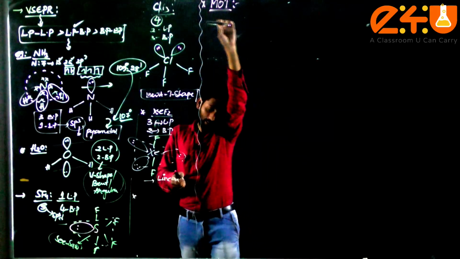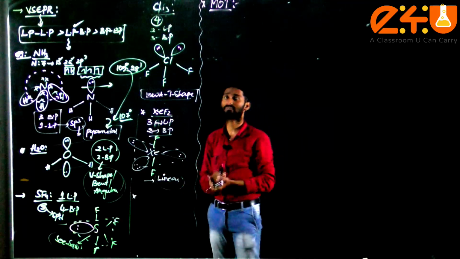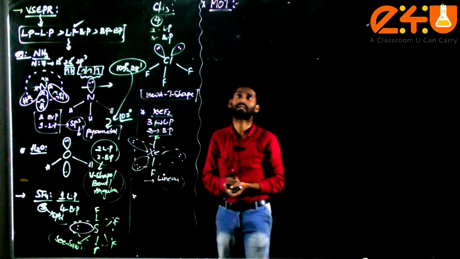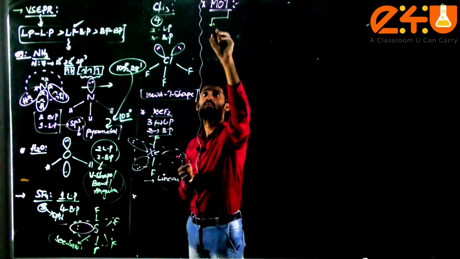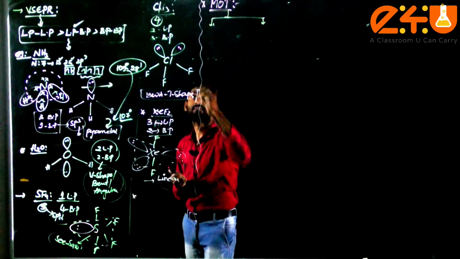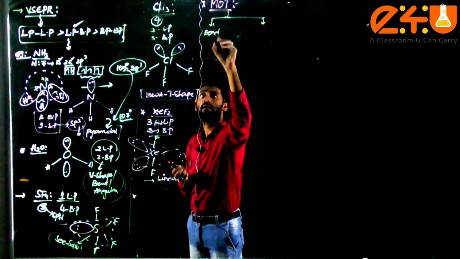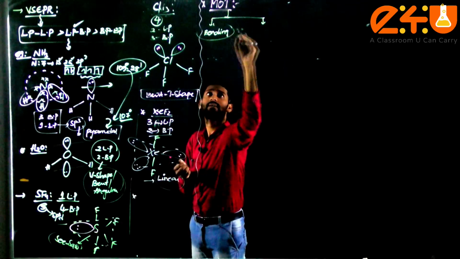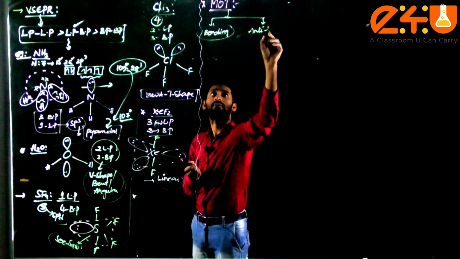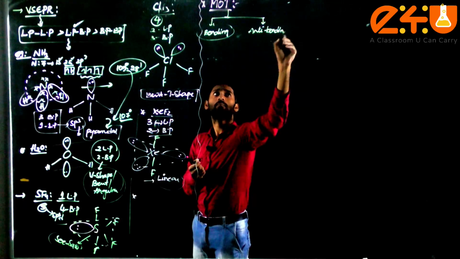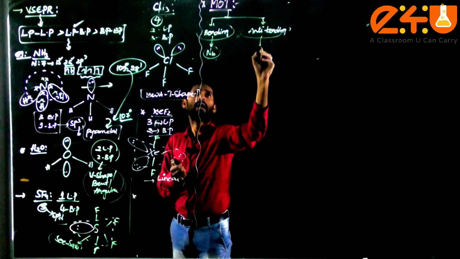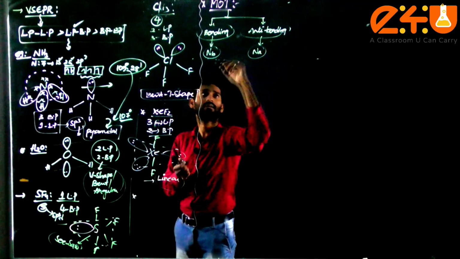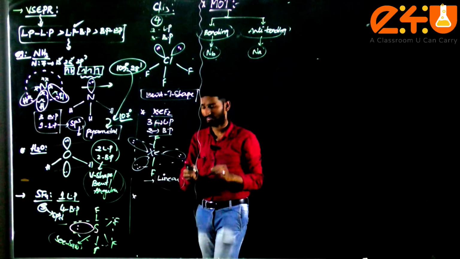Okay, molecular orbital theory. Here also the same orbitals are involved, but not electrons. Generally we have two types of orbitals: one is bonding orbitals, and the next one is anti-bonding orbitals. Bonding orbitals are represented with Nb, and anti-bonding orbitals are represented with Na. This is very important.